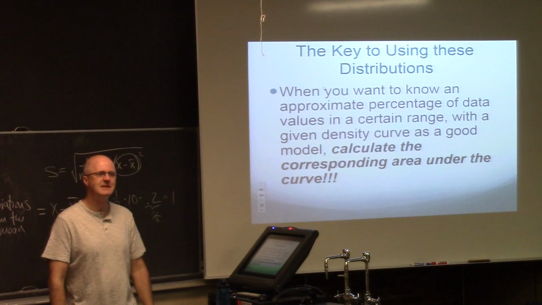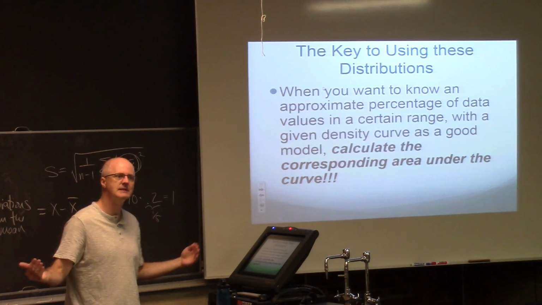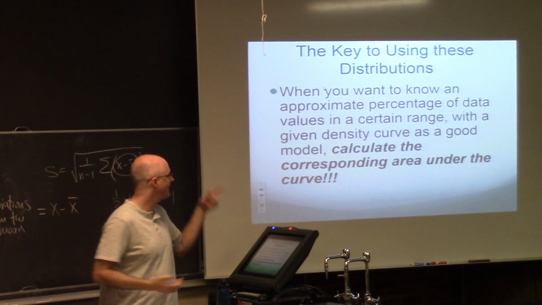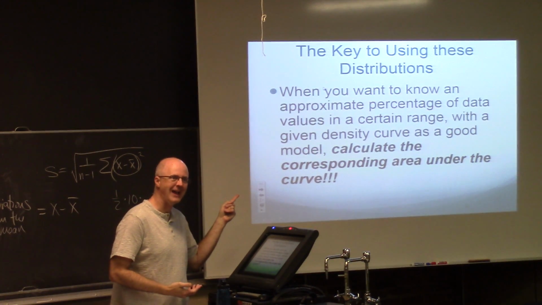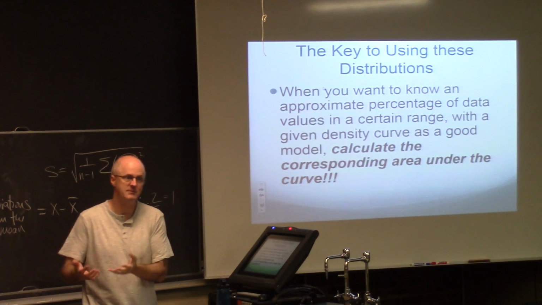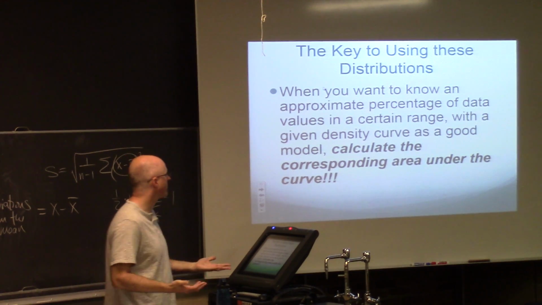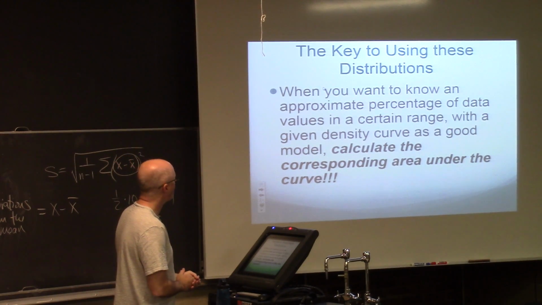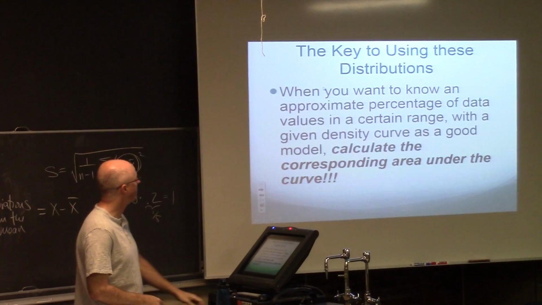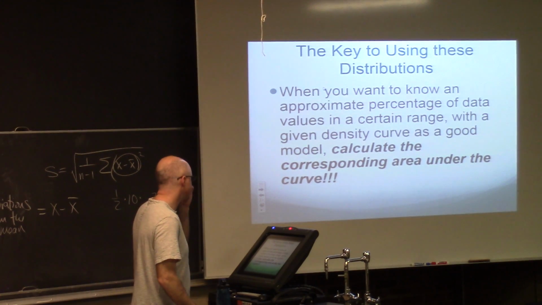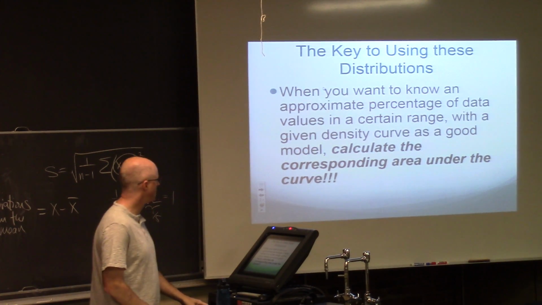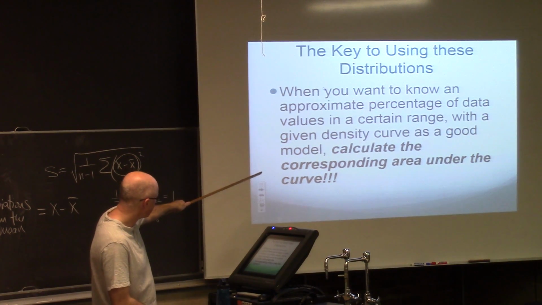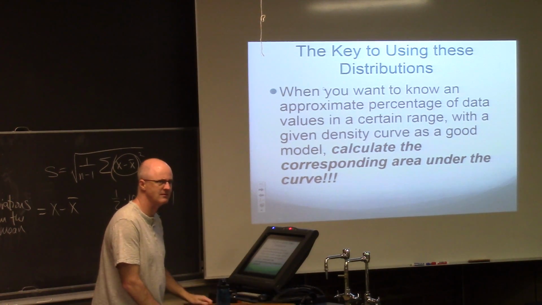What's the reason we have these density curves? Initially, I'm just saying we're using them to model histograms, like these histograms that I made on the spreadsheet with rand. Okay, but it also could be histograms for real data. More important, the key to using these distributions is this. This is very important. When you want to know an approximate percentage of data values in a certain range with a given density curve as a good model, you calculate the corresponding area under the curve.